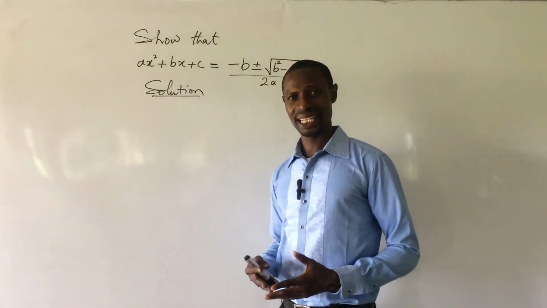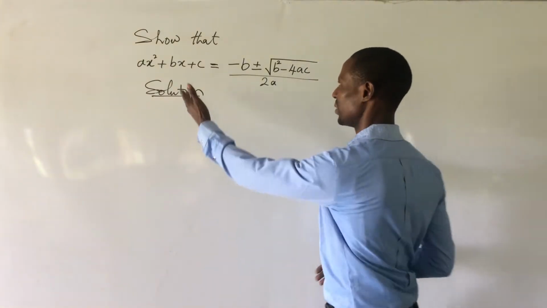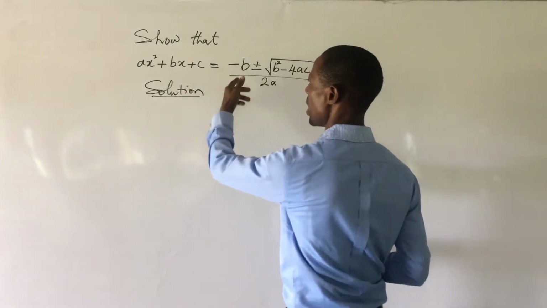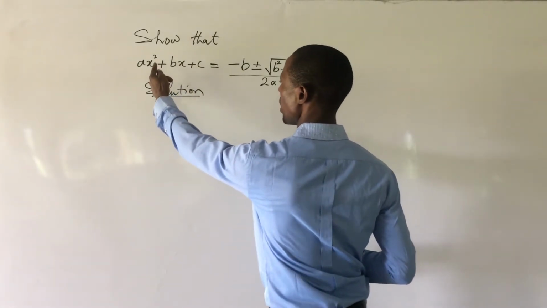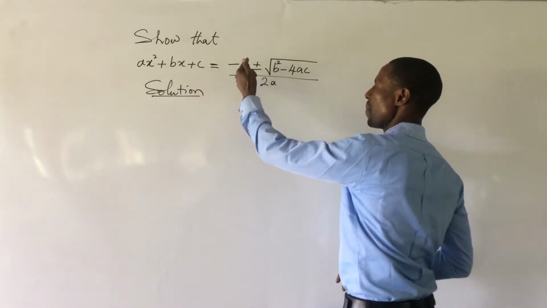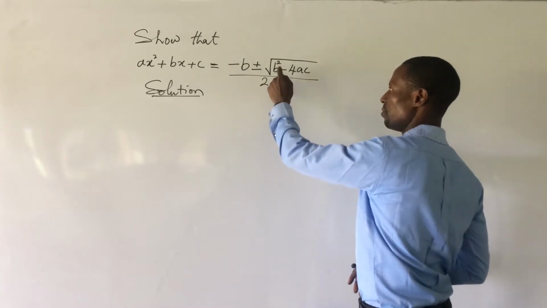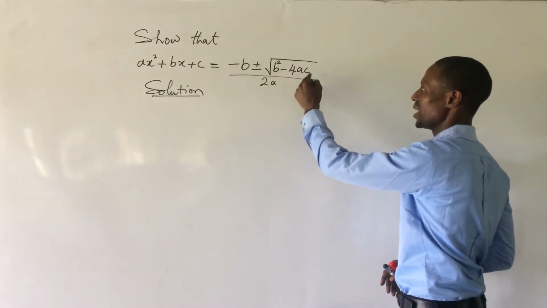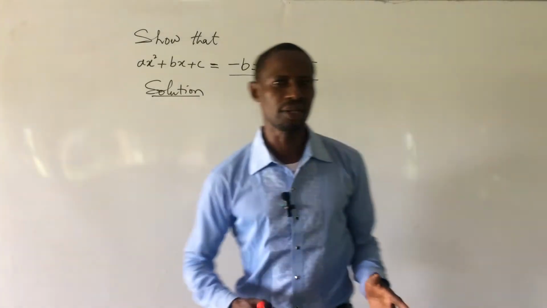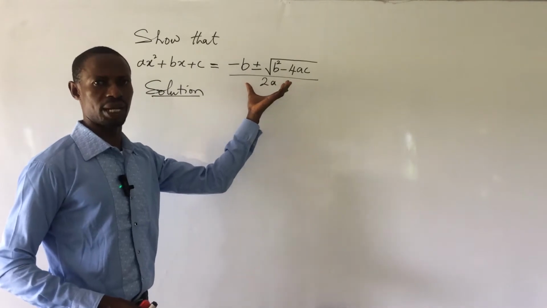My name is Jakes Anemo, and in today's class, we have a little challenge on the board. It says, show that ax squared plus bx plus c equal to 0 gives x equal to minus b plus or minus the square root of b squared minus 4ac all over 2a. Now, as you can see on the board, this is what we call the quadratic formula.